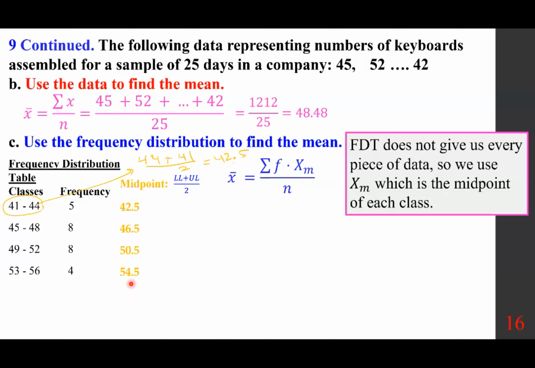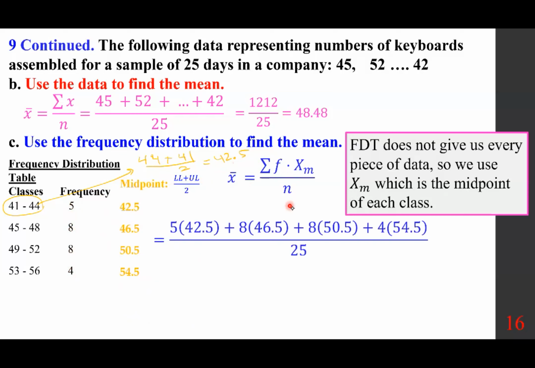So according to this formula, multiply these two, multiply these two, multiply these two, multiply these two, add them up and divide by n, which is 25. So 5 times 42.5, 8 times 46.5, 8 times 50.5, 4 times 54.5. We add them up, divide by 25. And if we do the math, we end up with 48.26.